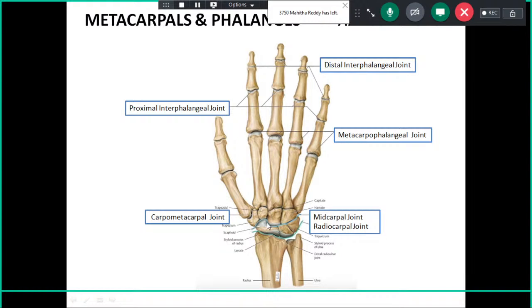Okay, appreciate the two curvatures in this midcarpal joint. I'll come back to this again, but just try to appreciate that there are two curvatures which the midcarpal joint line is following. Okay, and moreover, there are obviously many intercarpal joints in between. All the carpals are articulating as the intercarpal joints.